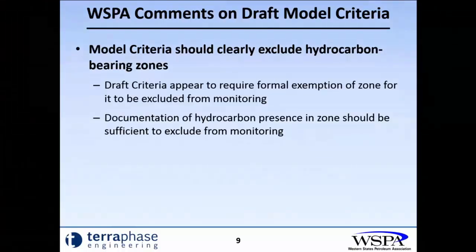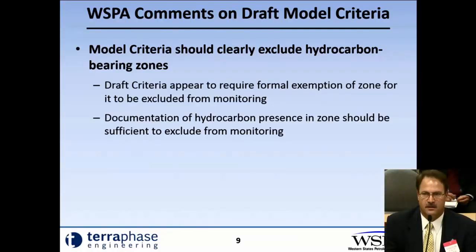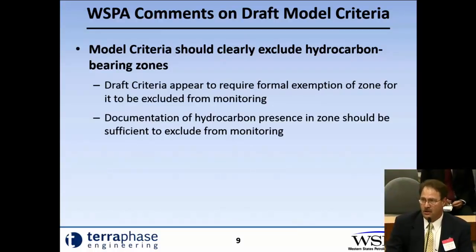We spoke earlier about hydrocarbon-bearing zones. Right now in the criteria of protected water, I think on page 2, it talks about an exempted aquifer as one of the criteria, that if it's an exempted aquifer, then there's no monitoring required. And part of the issue with that is if you find that you have water nearby that's hydrocarbon bearing, we don't think that would be suitable for the definition of protected water because you're not going to be able to drink it.